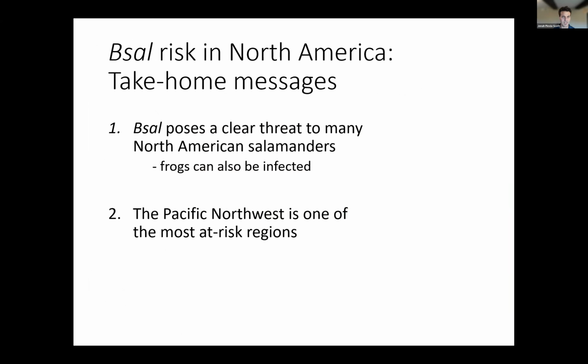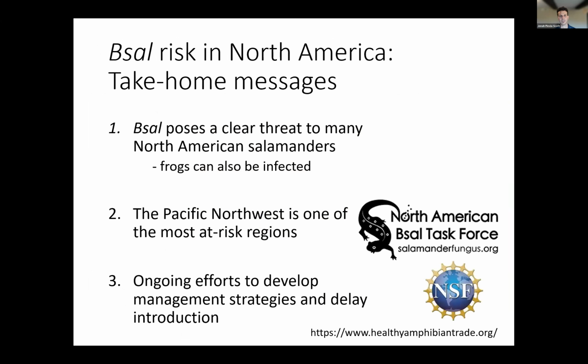So a couple of quick take-home messages. B-cell poses a clear threat to many North American salamanders. Frogs can also be infected. The Pacific Northwest is one of the most at-risk regions. And there are ongoing efforts to develop management strategies and delay introduction. If you're interested in learning more about those, I encourage you to go to the salamanderfungus.org website, which is the website of the North American B-cell Task Force.